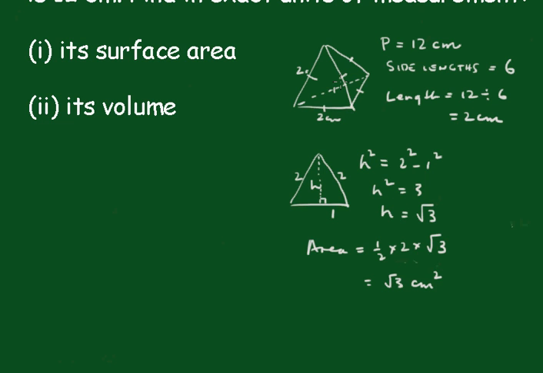Now, because all these faces are exactly the same, and there's 1, 2, 3, 4 of them, so there are 4 faces. So faces equals 4. Therefore, the surface area is equal to 4 times root 3, or 4 root 3 centimeters squared.